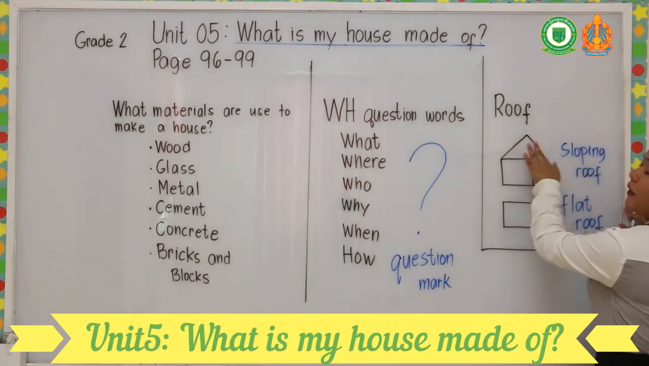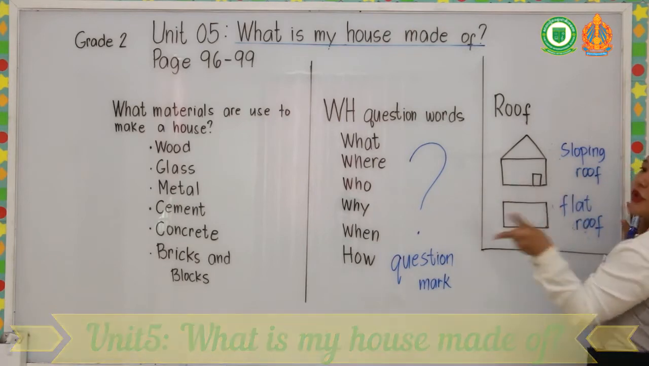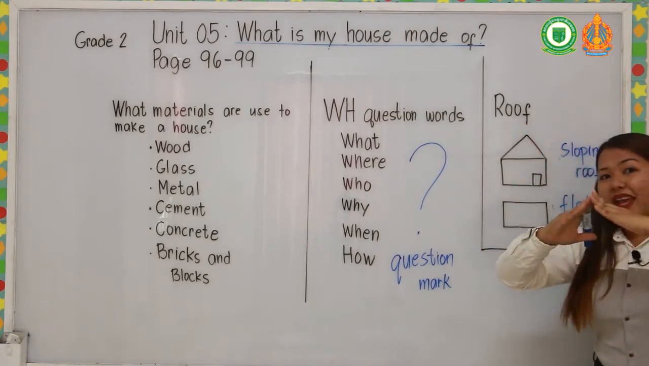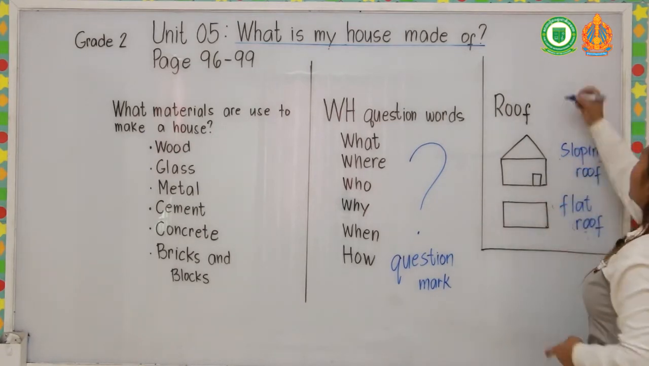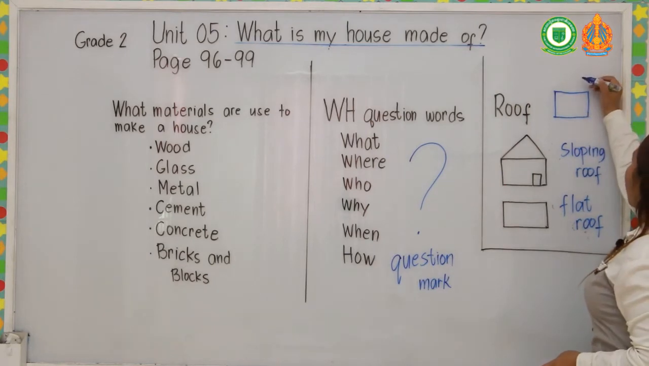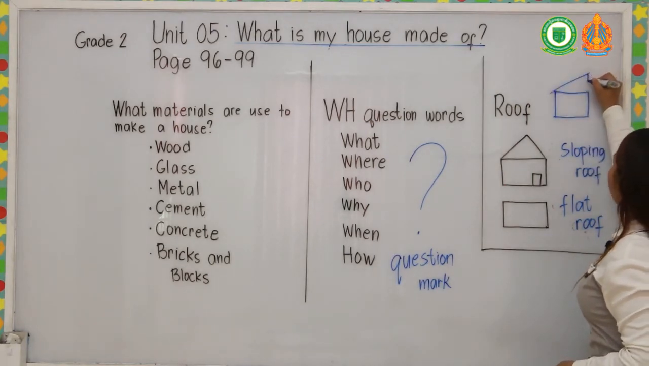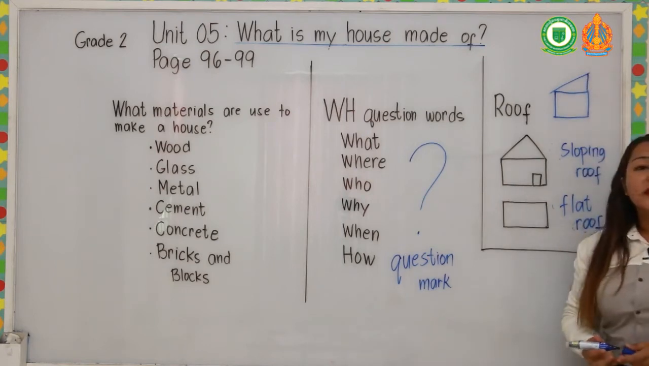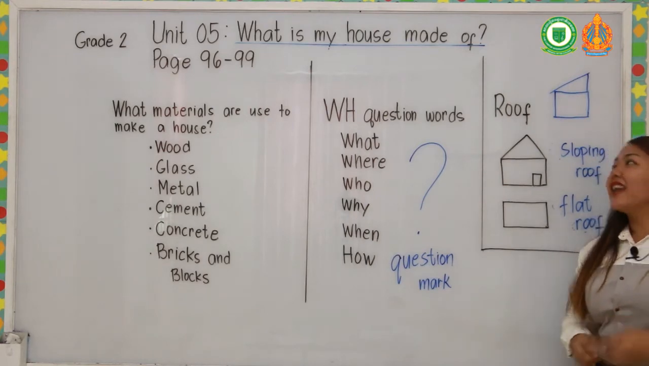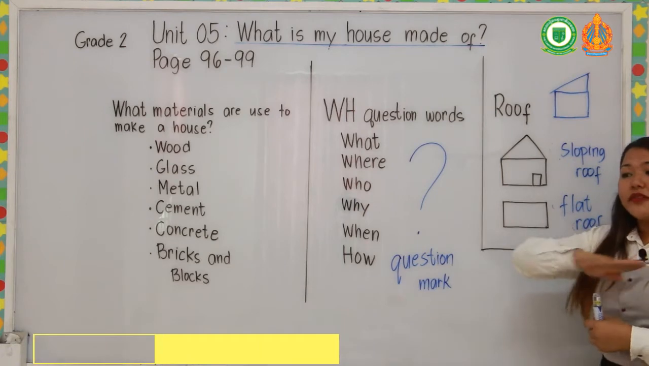Look at this, this is the roof of this house. We call this a roof. So there are two kinds. We have your sloping roof. Okay, so if your roof looks like this, kids, or like that, we still call it a sloping roof. Alright, so next we have your flat roof, okay, flat.